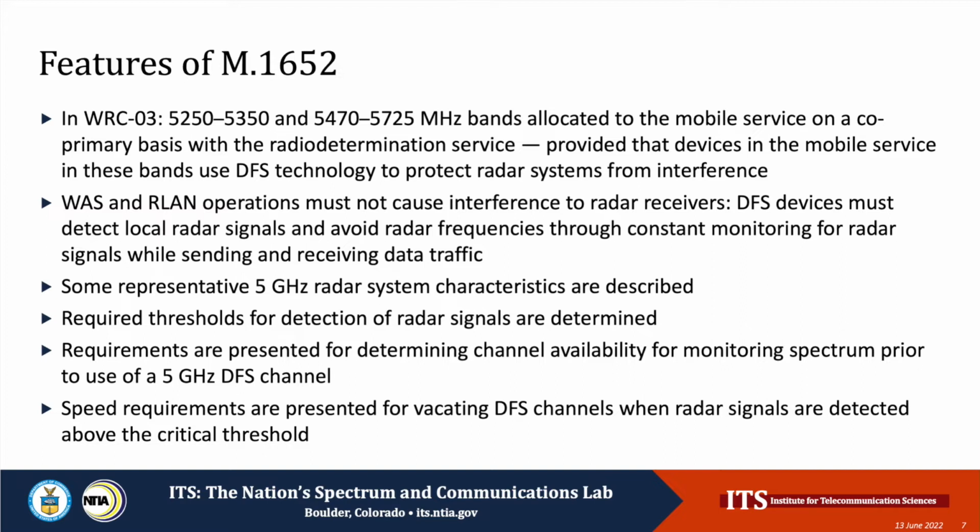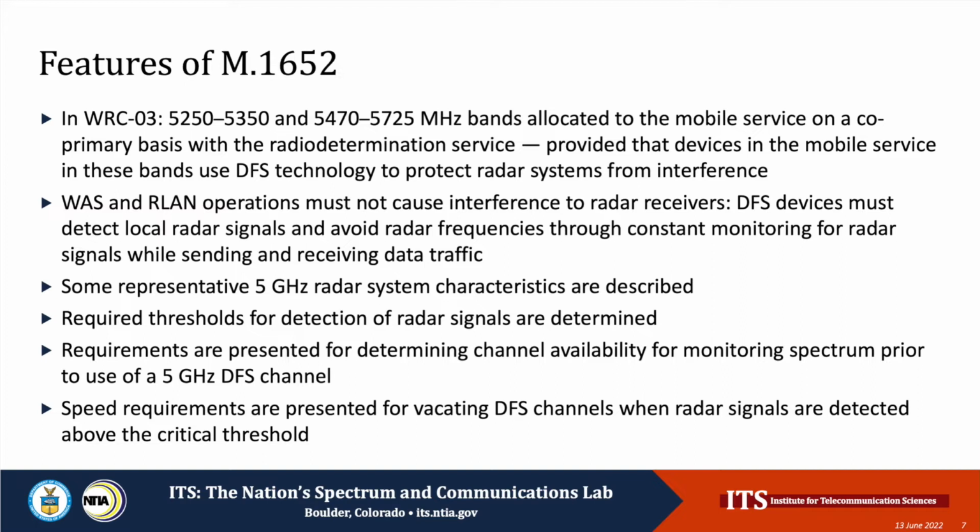WAS and Radio Local Area Network, RLAN, operations are not to cause interference to radar receivers. DFS-equipped devices operating at 5 GHz are required to detect local radar signals and avoid the occupied radar frequencies through constant monitoring of radar signals while also sending and receiving their normal wireless radio traffic.